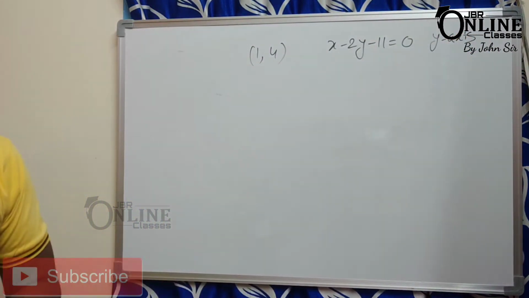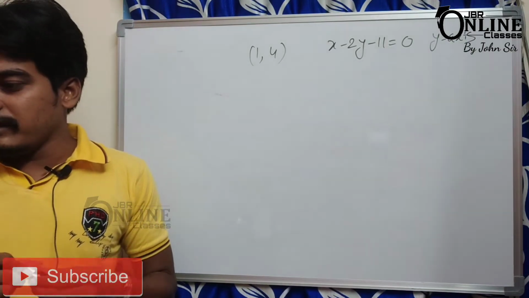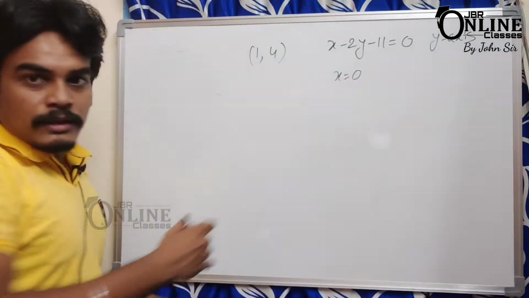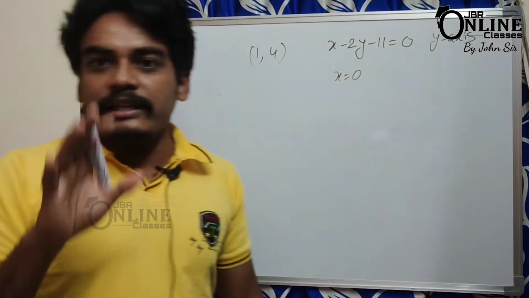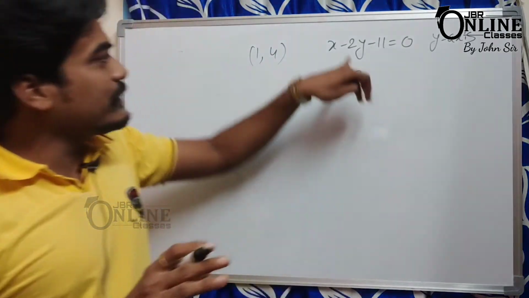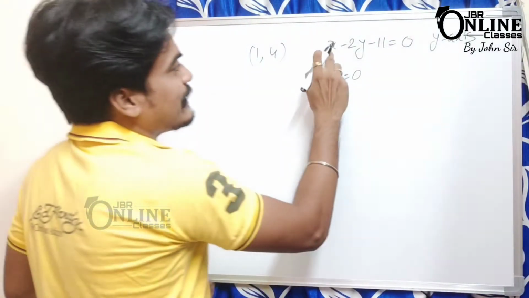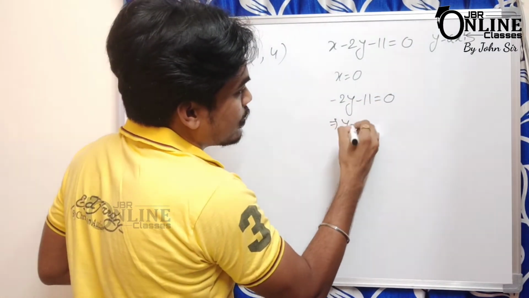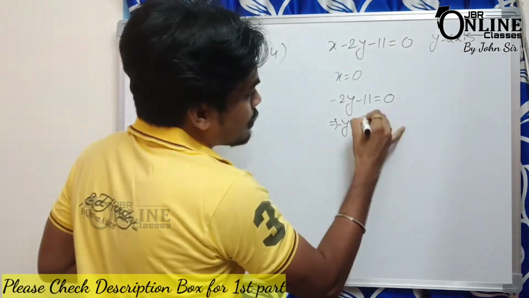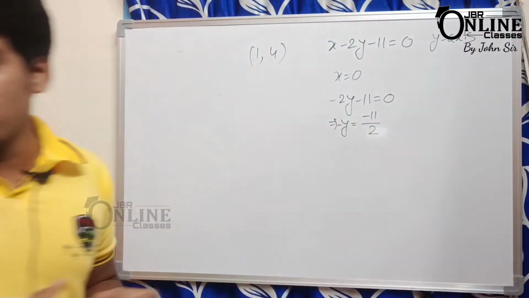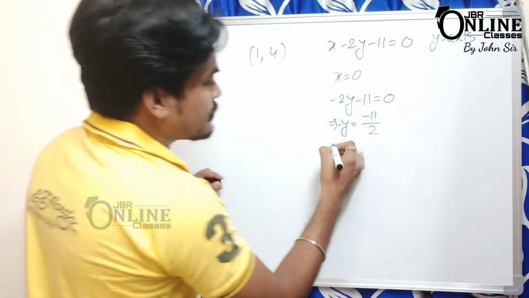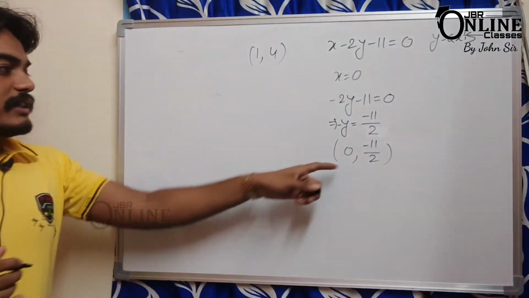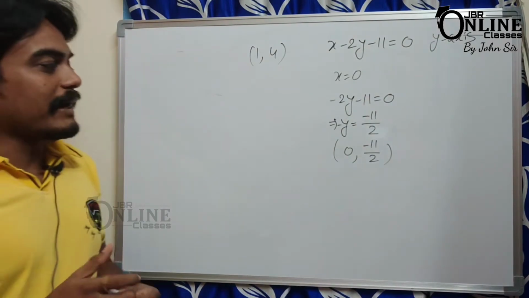So now, if the line x minus 2y minus 11 equal to 0 passes through the y axis, that means x equal to 0. So if x equal to 0, you can put the value of x equal to 0 in this equation, that means minus 2y minus 11 equal to 0, and from that minus y equal to minus 11 by 2. So the coordinates of that point are (0, minus 11 by 2).